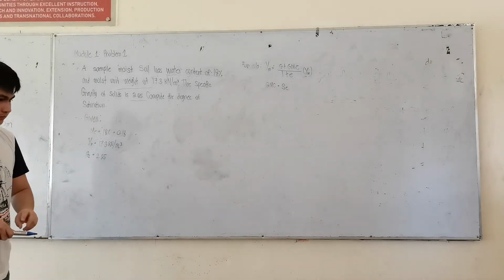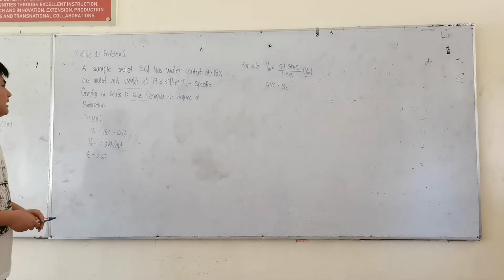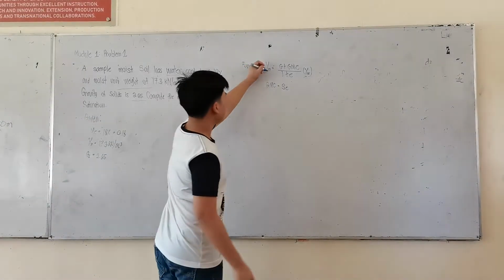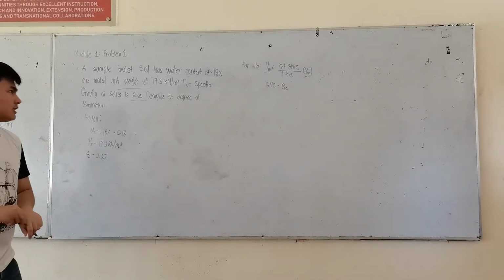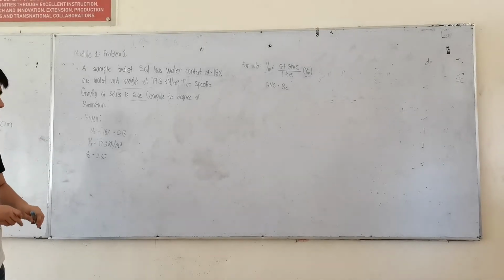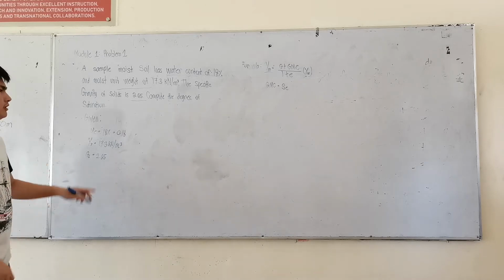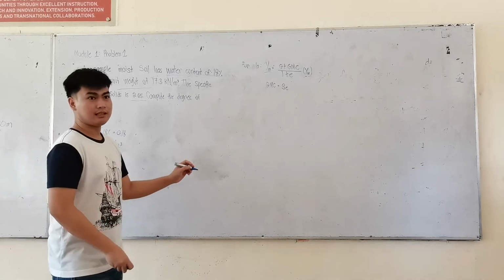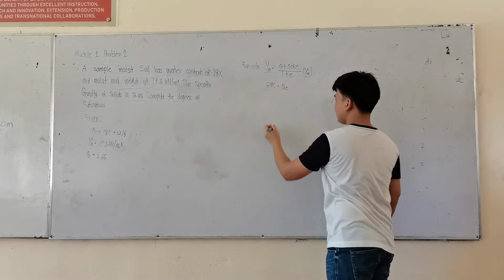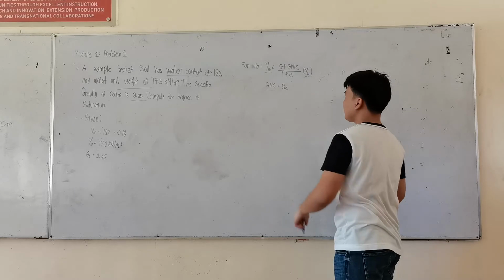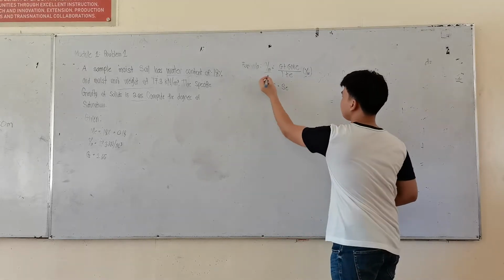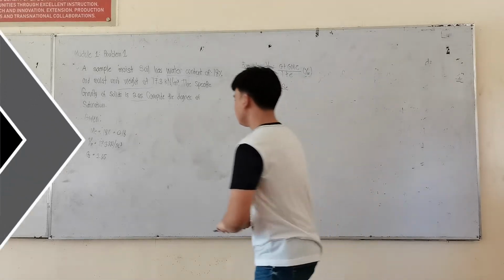So now we have the list of our given. So mga formula na pwede natin gamitin, isa sa mga formula na pwede natin gamitin is yung derived formula ng moist unit weight. Dahil ang hinahanap natin is yung saturation, makita natin sa formula ng saturation is wala tayong void ratio. So, para makita natin yung void ratio, pwede natin gamitin yung moist unit weight.